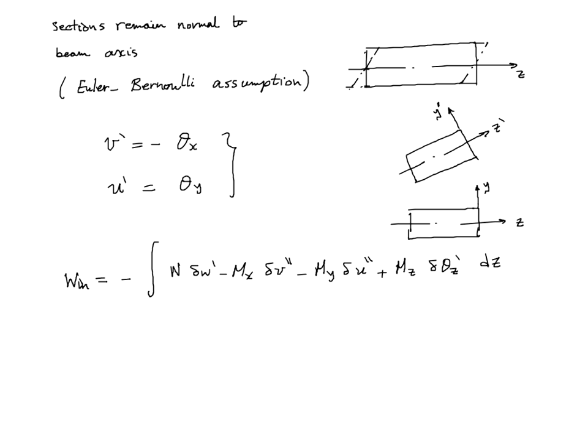Interestingly enough, the two terms which used to multiply the shear forces Sx and Sy will be identically zero. So essentially, the shear forces no longer appear in the expression of the virtual work done by internal forces. So what we have in this case is that the total virtual work, which is supposed to be zero for equilibrium, is going to look something like this.